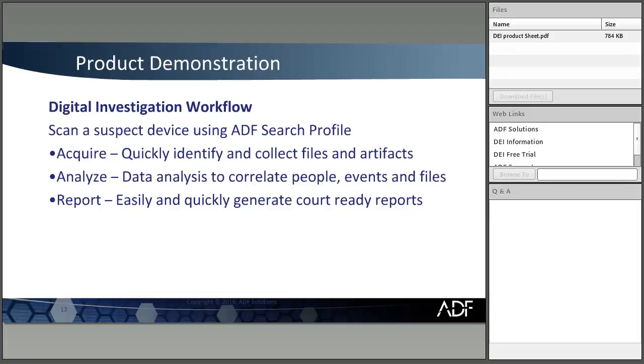We're going to acquire it, quickly identify it. I'm going to show you how fast it is. We'll collect the files, the artifacts. We're going to analyze it, correlate it, document it, and then be able to report. And part of the reporting process I really want to show you is our collaboration. So if you have an investigator who gives you something and wants the information to go through, you'll be able to collaborate with your investigator.